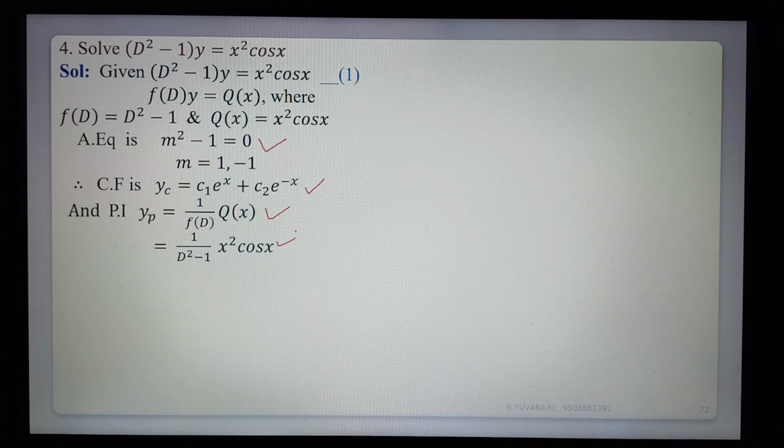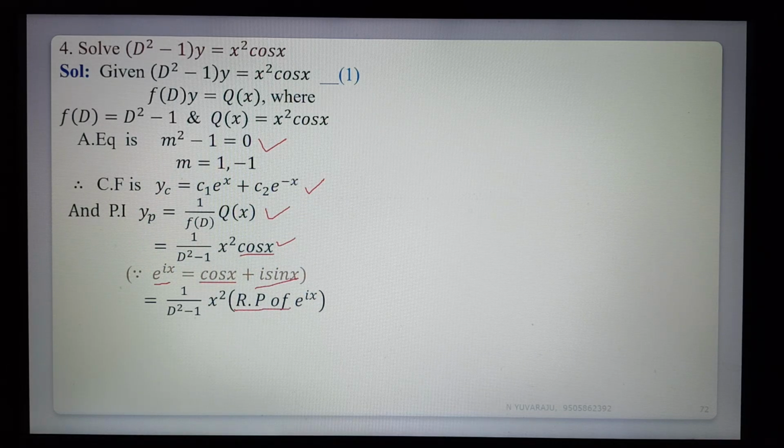But here x into V form is a lengthy procedure, and now using here an alternate method, x square into V form. So cos x is the real part of e power ix, here b is equal to 1. So we know that e power ix is equal to cos x plus i sin x. But here only cos x means real part of e power ix. So that is equal to 1 by D square minus 1 into x square real part of e power ix.